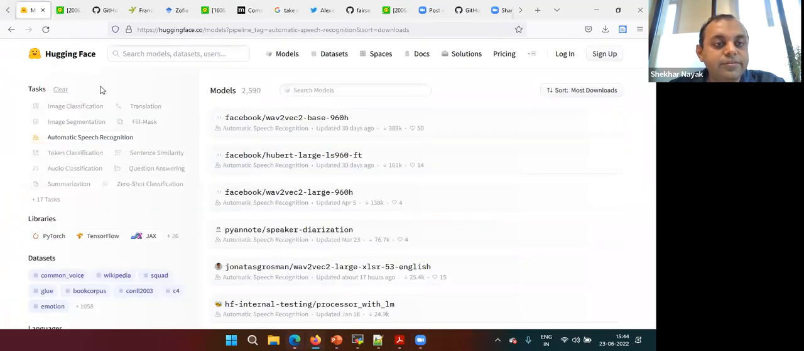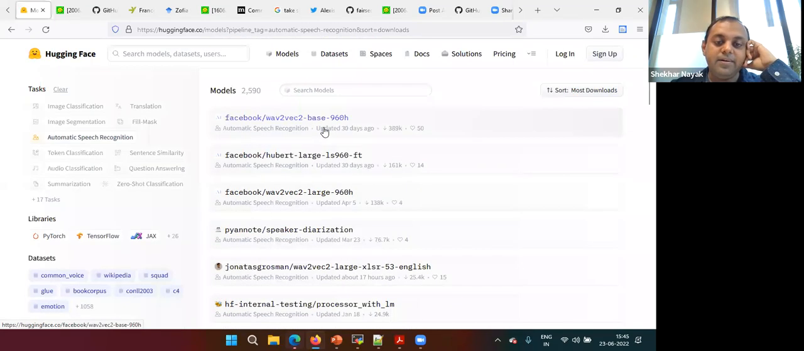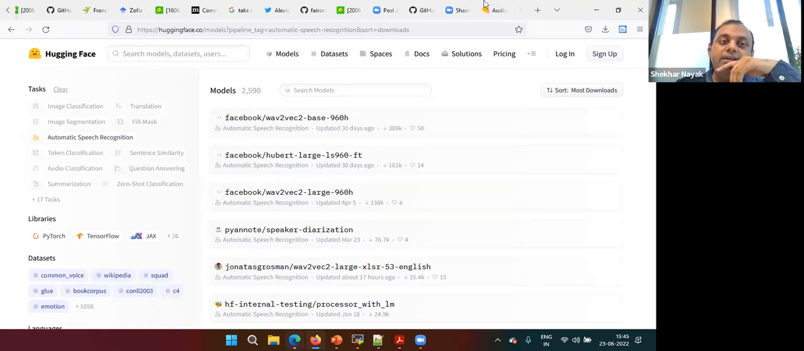There are wav2vec models trained on XLSR 53 and then fine-tuned on English, or the base model, which is just pre-trained on English 960 hours. You can use these models and fine-tune them to your own task. They are available in Hugging Face, and they can be used to fine-tune to your own language.